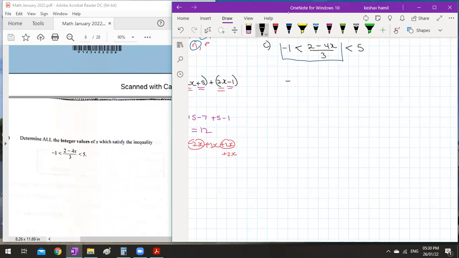So the first part will be negative 1 is less than or equal to 2 minus 4x over 3. Now you're treating this like an equal sign. So to get rid of the 3, we multiply by 3 on both sides. This will cancel this. We'll have negative 3 is less than or equal to. Now, if you multiply or divide by a negative number, the direction of the sign will change, right? But we didn't.